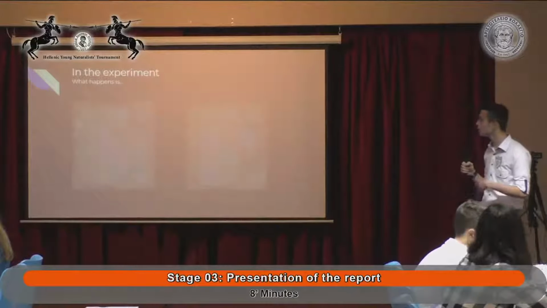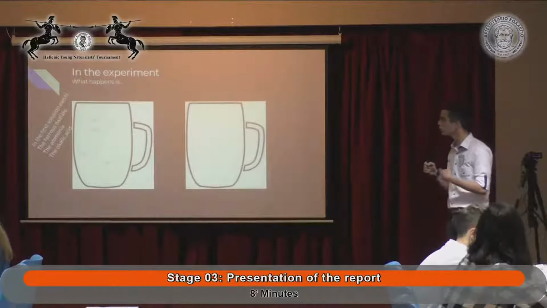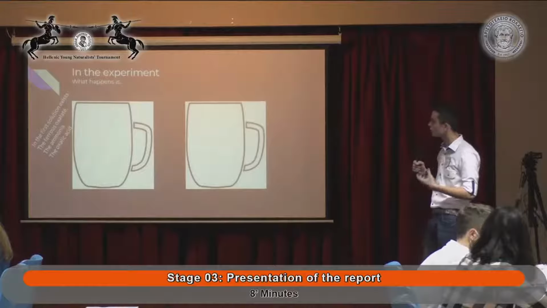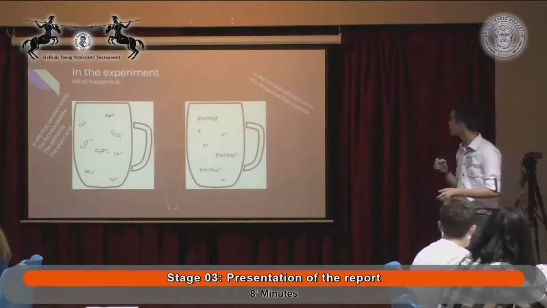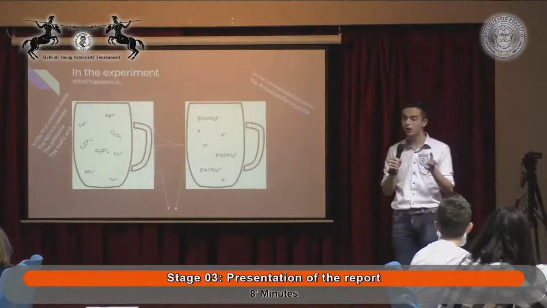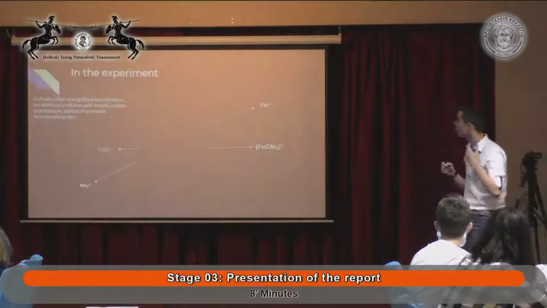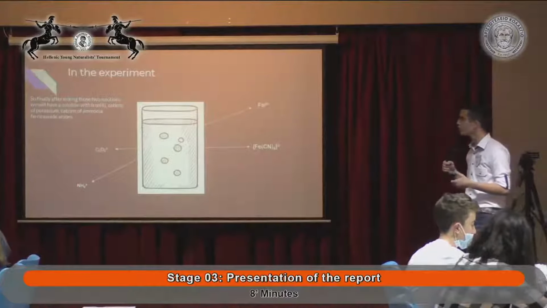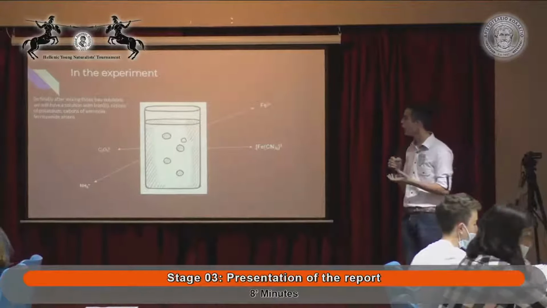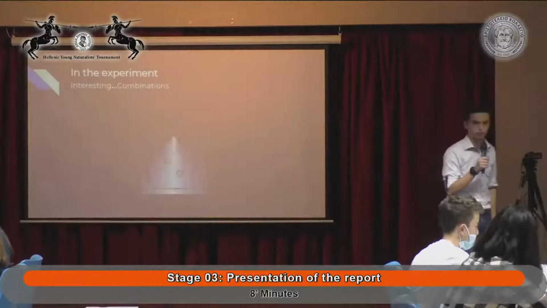So in the experiment, what happens is that we have two solutions. In the first solution exists the ferrous oxalate, the ammonia, and the oxalic acid, while in the second one exists the potassium ferricyanide, and when combining them, we will have a solution with iron 2+, cations of potassium, cations of ammonia, and of course ferricyanide anions.